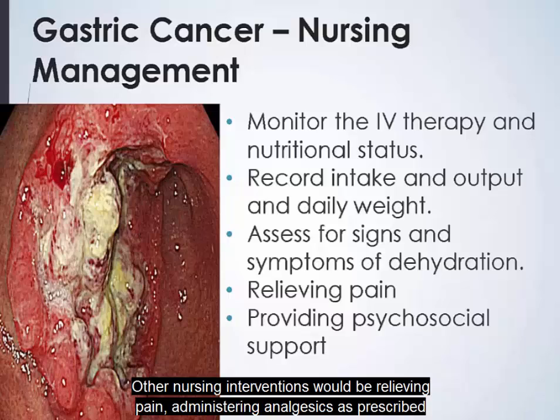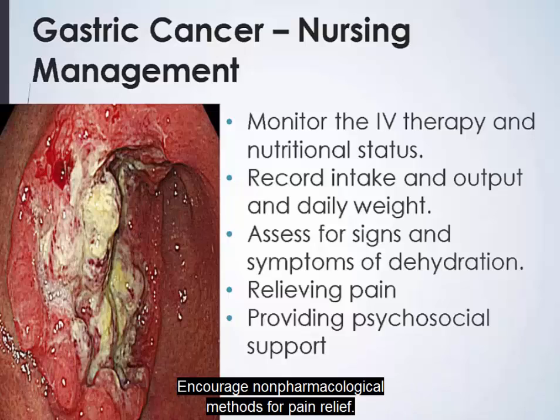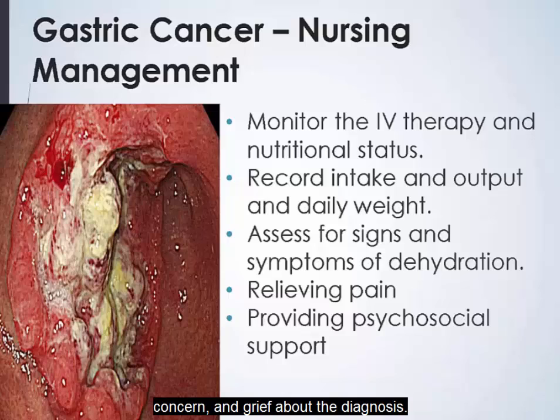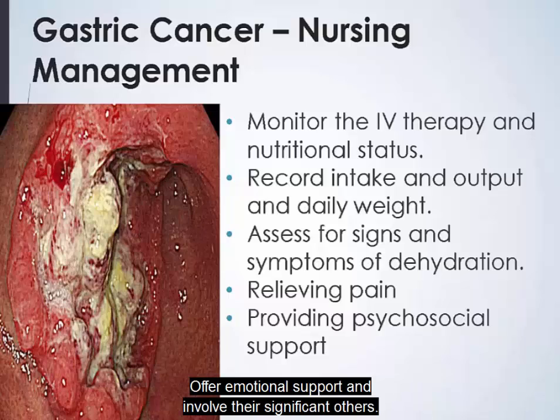Other nursing interventions would be relieving pain, administering analgesics as prescribed after assessing the level of pain, encourage non-pharmacological methods for pain relief, and providing psychosocial support. Help the patient express fear, concern, and grief about the diagnosis. Answer their questions honestly and encourage them to participate in the treatment decisions. Offer emotional support, and involve their significant others.